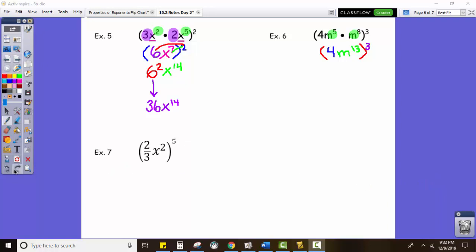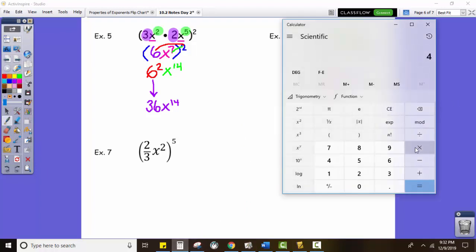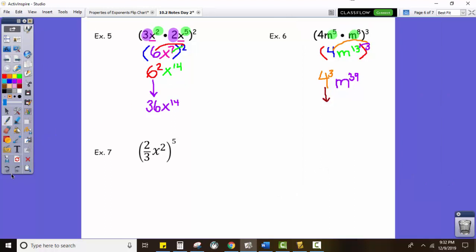Okay, so I'm going to distribute the exponent of 3 to the 4. So I would have 4 to the 3rd. And then m to the 13th to the 3rd. Remember, power to a power. Multiply the exponents. So 13 times 3 is 39. So I have m to the 39th. Then I need to keep simplifying 4 to the 3rd. So 4 times 4 times 4 is 64. So I'll have 64 m to the 39th.